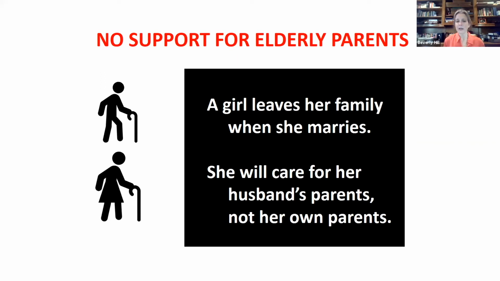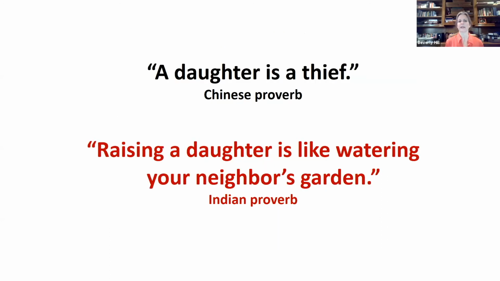And in former times, there were no cars to get back and forth. She could not easily travel back to her village to take care of her parents. So she would take care of his parents in their old age. And this tradition is embodied in proverbs. In China, you have: a daughter is the thief. In other words, you raise her and then she goes and takes care of someone else in their old age. Or in India, raising a daughter is like watering your neighbor's garden. So that's the first reason that girls are unwanted.